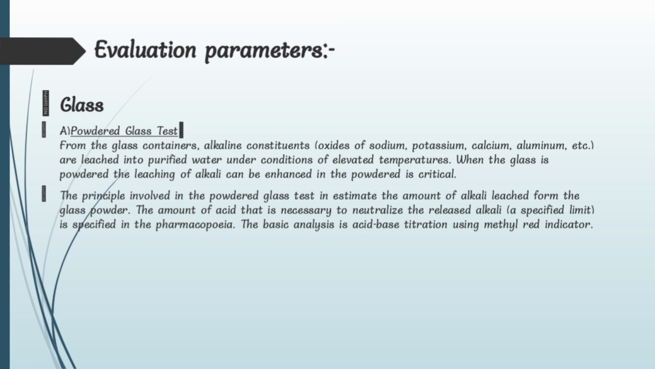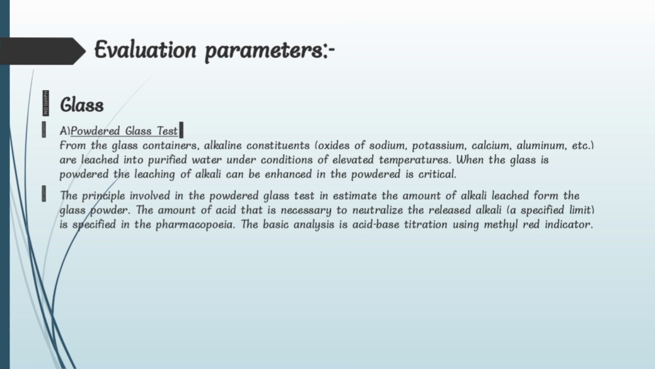Evaluation parameters. We will start with the evaluation parameters of glass. So there are different evaluation parameters for glass. First is the powder glass test. From the glass containers, alkaline constituents like oxides of sodium, potassium, calcium, aluminum, etc. are leached into the purified water under conditions of elevated temperature. When the glass is powdered, the leaching of alkali can be enhanced in the powder.